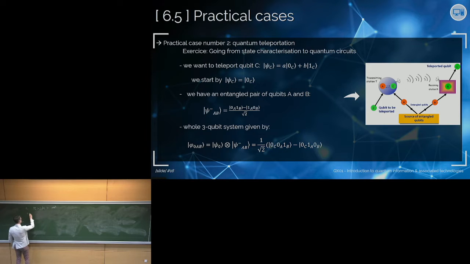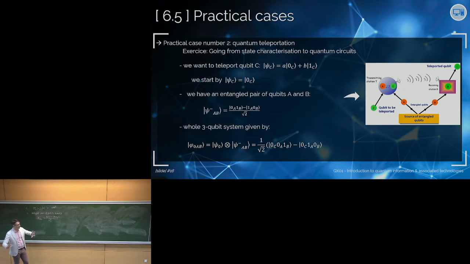Then you need an entangled pair of qubits, A and B. Say in the state psi minus of AB. If we recall that state, it's 1 over square root of 2, and it's |0⟩_A|1⟩_B minus |1⟩_A|0⟩_B. Okay?